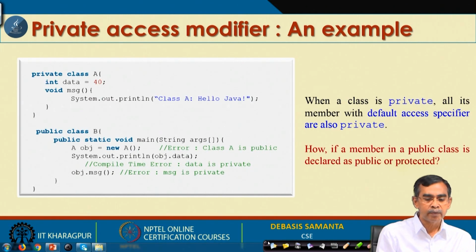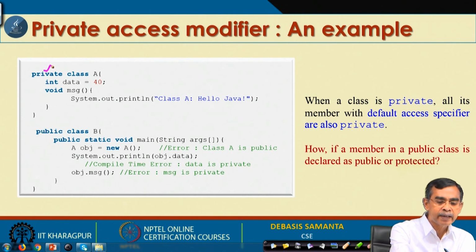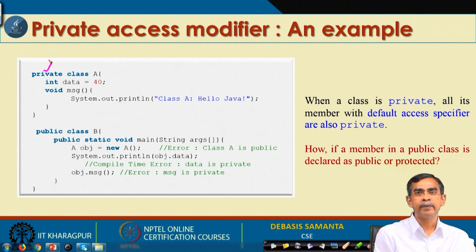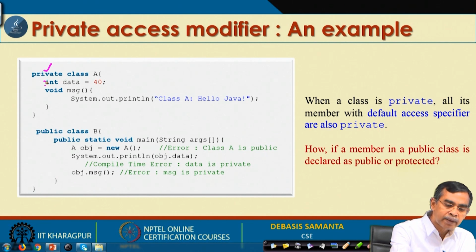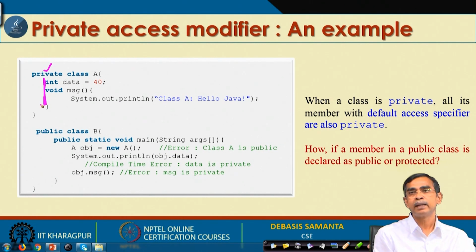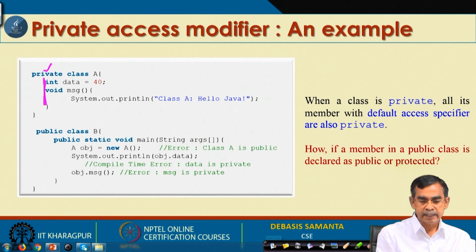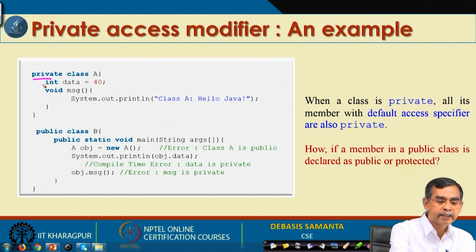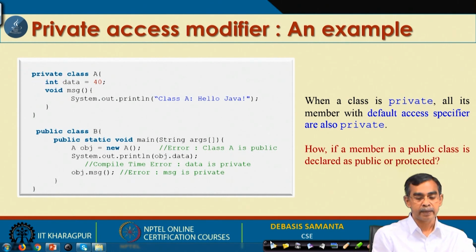In this example, again we declare this as private. Now, the class is private. If the class is declared as private, then all the members with the default access specifier also become private. So, in this case, as this is private and there is a default, by default all these members are private. Now, let us come to this program again.